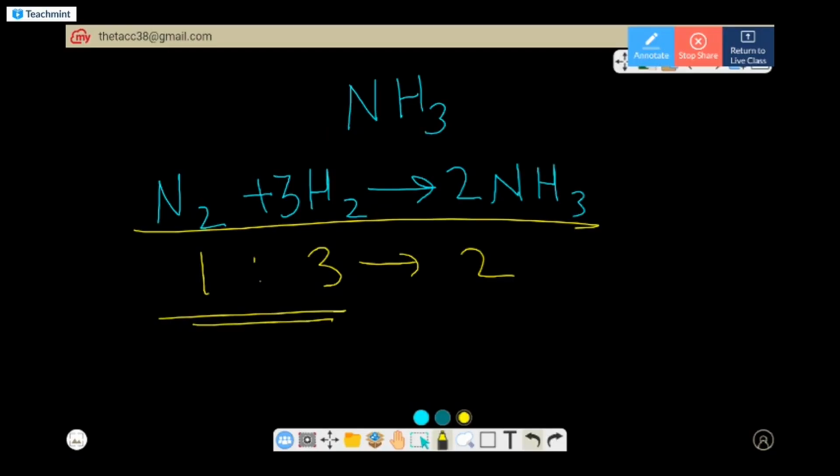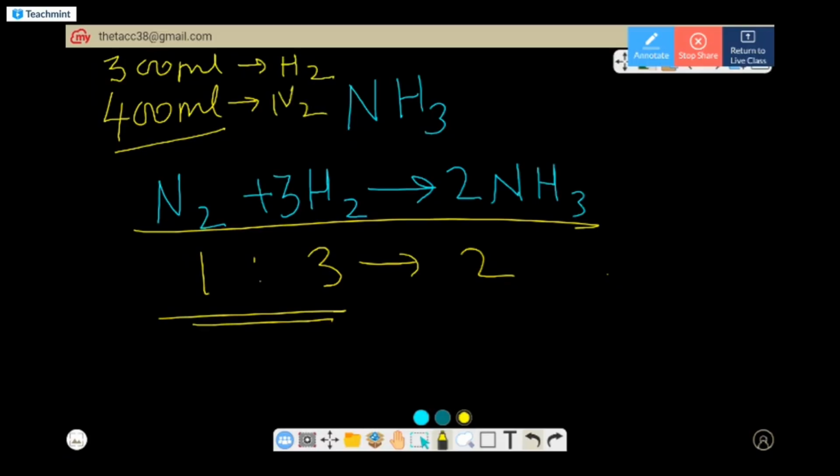So if I give you a sample where 400 ml of nitrogen and 300 ml of hydrogen are given, hydrogen is 300, nitrogen is 400. Will it be sufficient to burn? No. So which is going to be used up totally, hydrogen or nitrogen? Hydrogen will be used up and nitrogen will be left out. So the limiting reagent will be hydrogen here. So you will start your work with hydrogen.